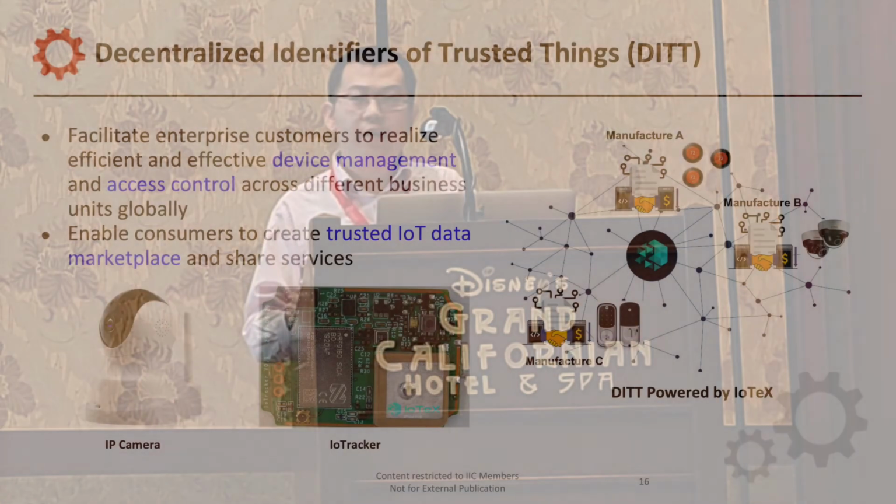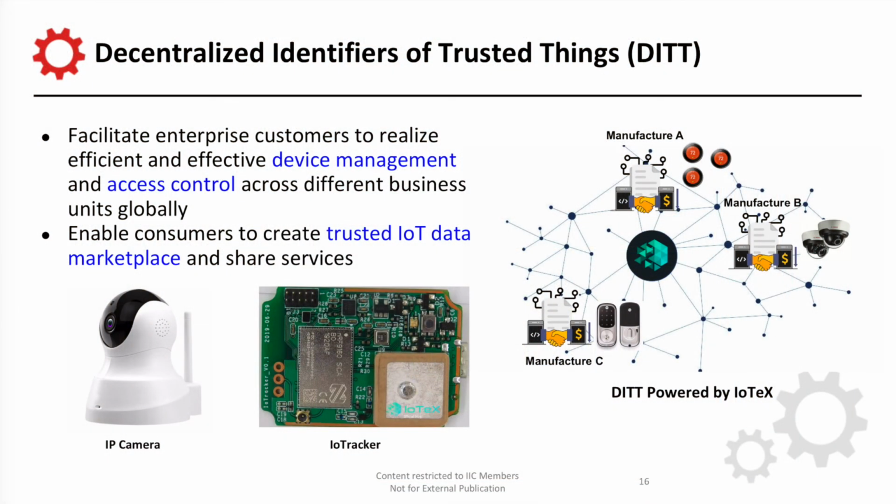Okay. So what is IoTeX building? We are actually building this type of architecture specific for the Internet of Things with two goals in our mind. First one, we try to facilitate enterprise customers to realize efficient and effective device management and access control across different business units globally. That's for the enterprise use cases.